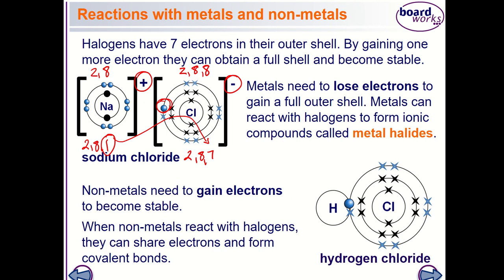Okay, the other way that these things can gain a full outer shell, as we said earlier, is the sharing of an electron, but this time remember it's with a non-metal. So in this instance it's of course hydrogen, and that's a single covalent bond, and we can represent that by a single line.